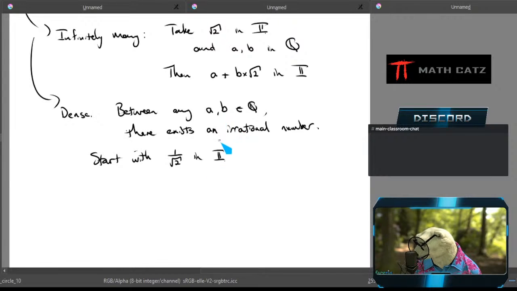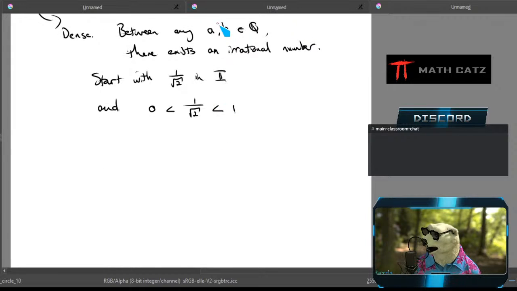So I take an a and a b. Well, sorry, no, I don't take an a and a b. Notice how this is like 0.7 something, I think. So it sits nicely between 0 and 1. Okay, I want to eventually find an irrational number that sits between a and b. Just giving you a taste of how this argument could go.